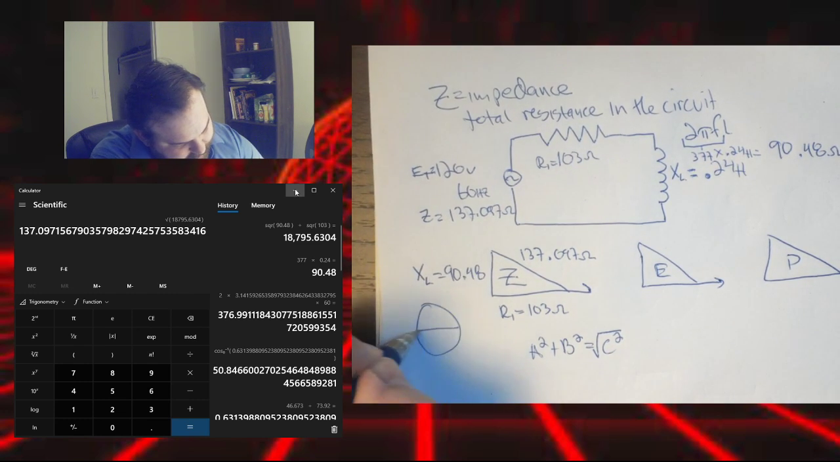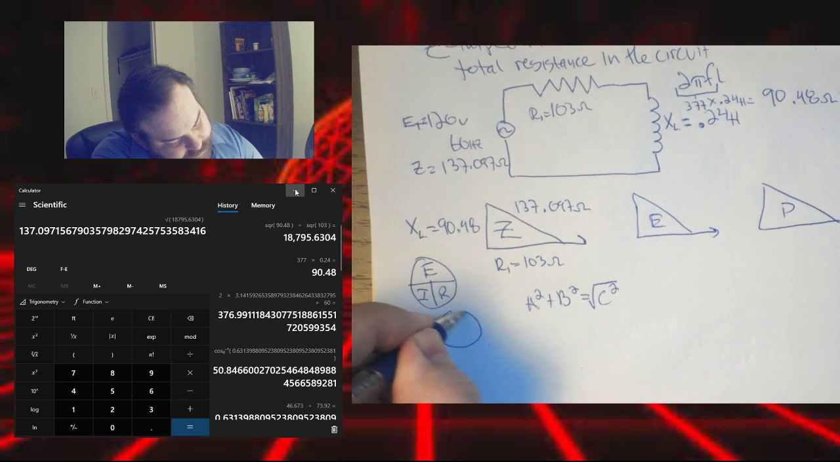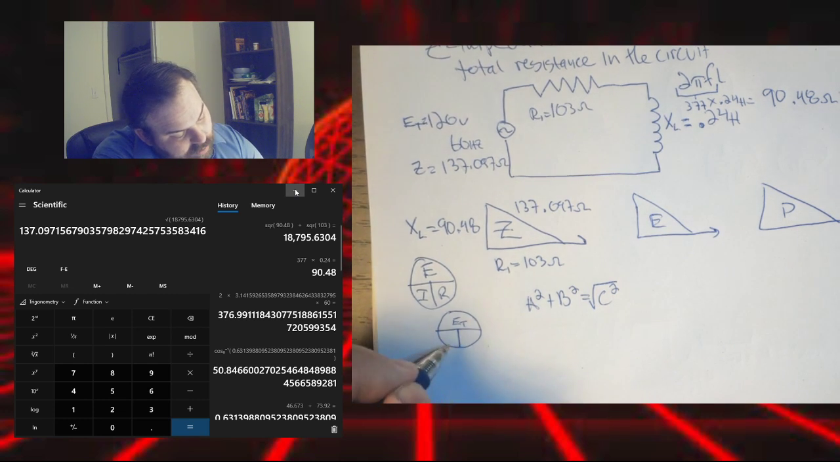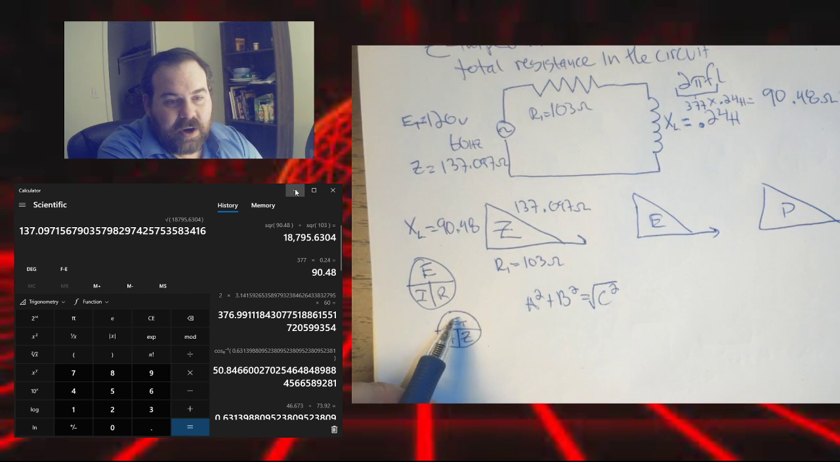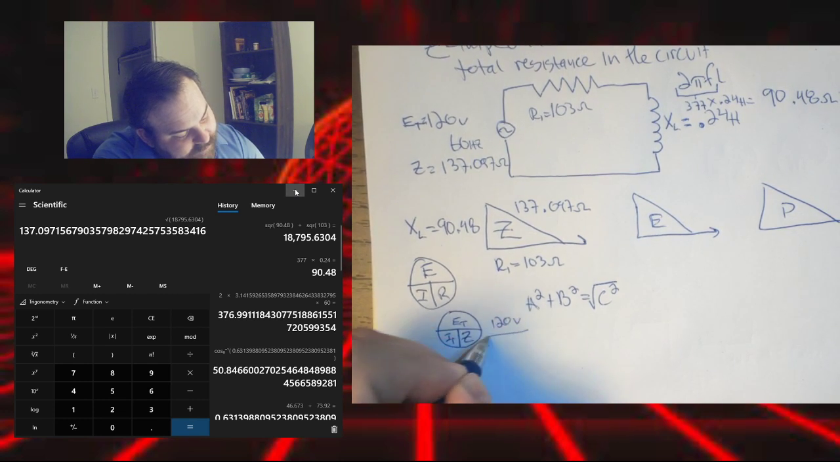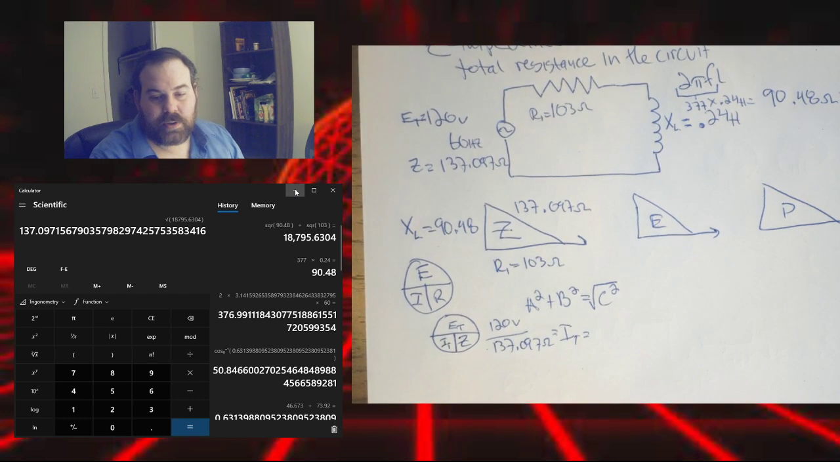Now, we know our power wheels. Hopefully we know our power wheels. EIR. We change EIR just a little bit, because now it's E total, I total, and then R total, which is now Z. So we take our 120 volts ET divided by our Z will give us our total amperage. So we're going to go 120 volts over 137.097 ohms to give us our total amperage. Do that real quick.